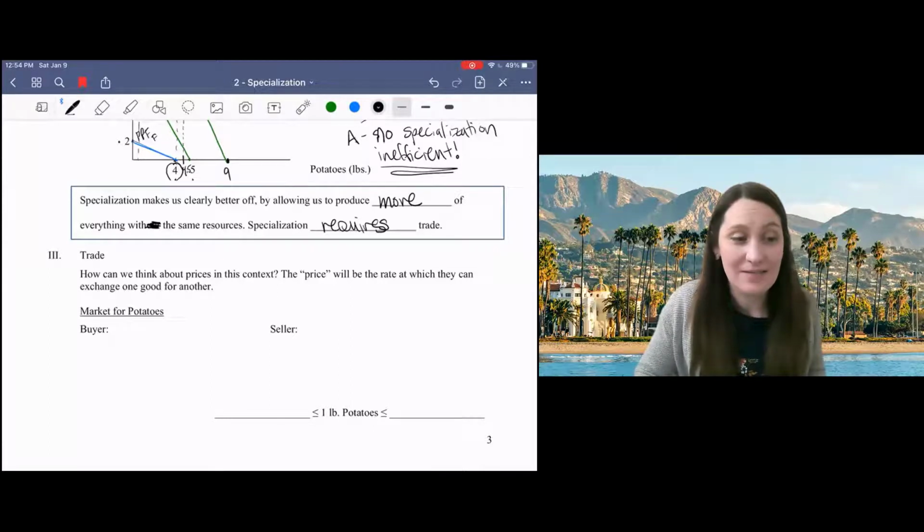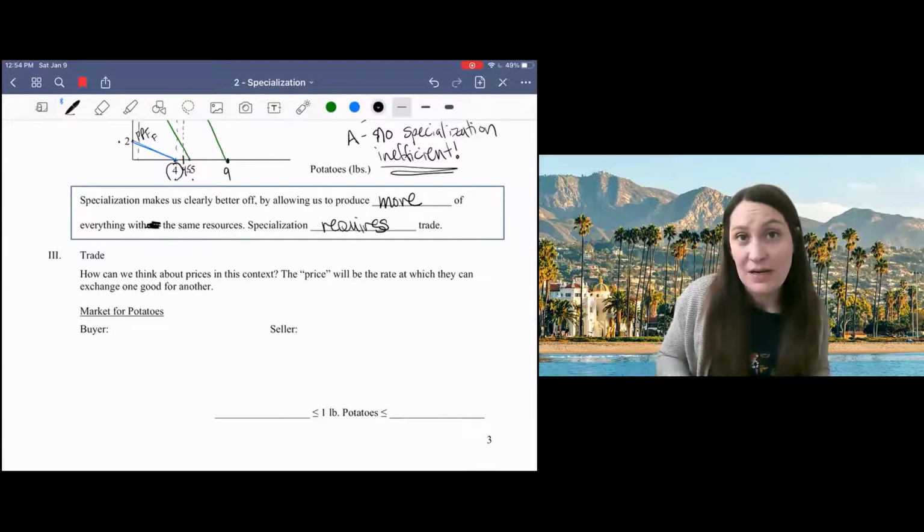The last piece of this example to wrap up is trade. What would it look like for the farmer and the rancher to trade with each other? Under what context would trade happen? Well, in order for trade to occur, both people have to be made better off, or at least not worse off, through trade. We can't force other people to trade with us.